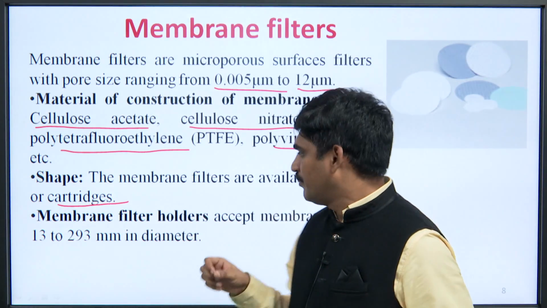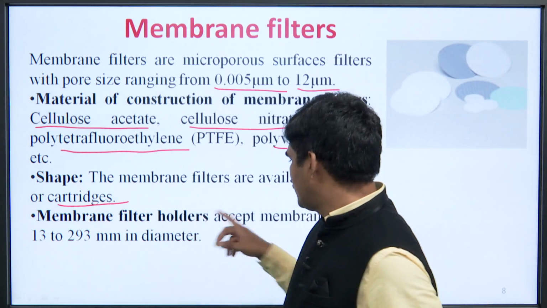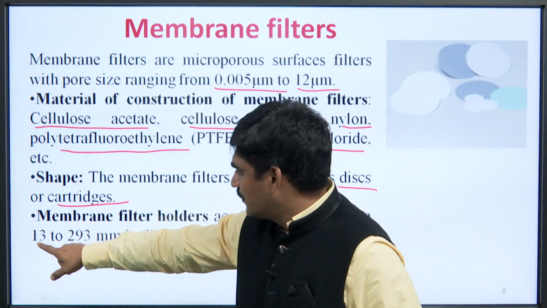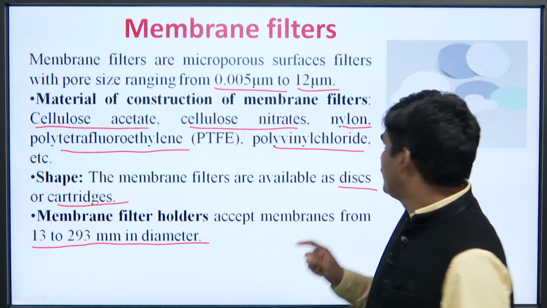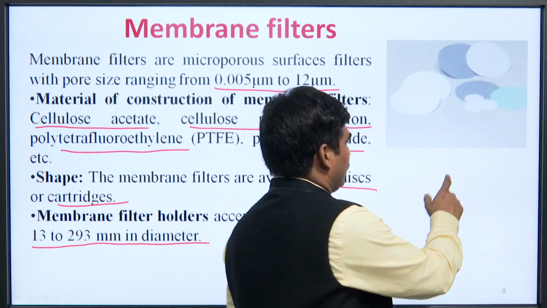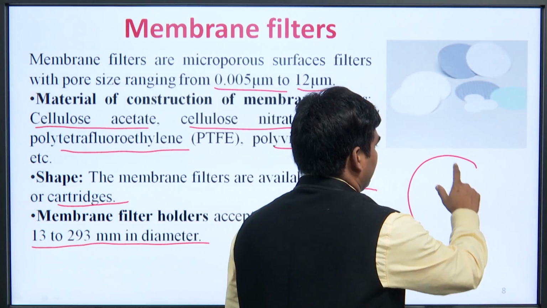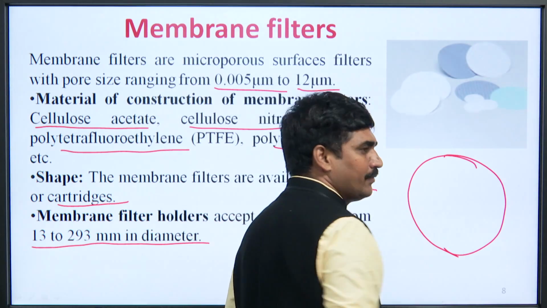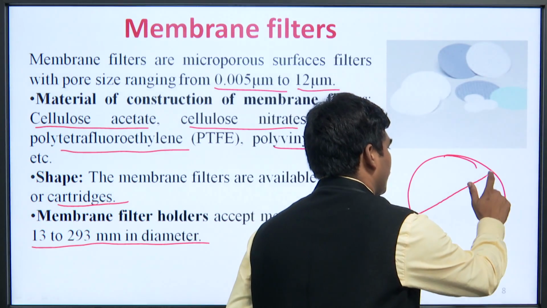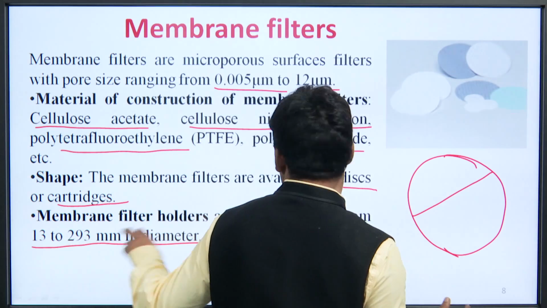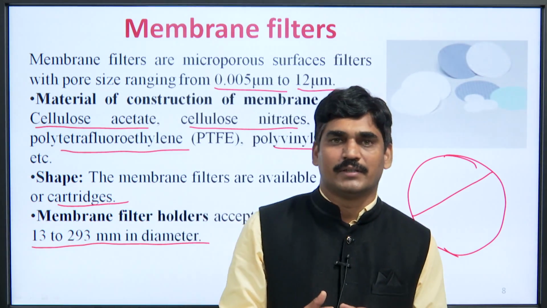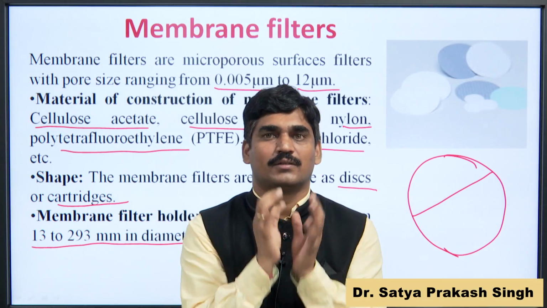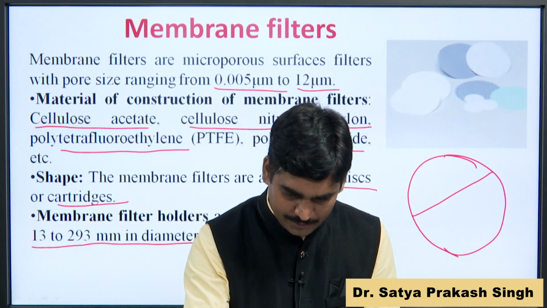And the membrane filter holder accepts filters of 13 to 293 mm in diameter. That means, suppose this is the membrane filter, the diameter of the membrane filter should be 13 to 293 mm, which can be held by the membrane filter holder. Okay.